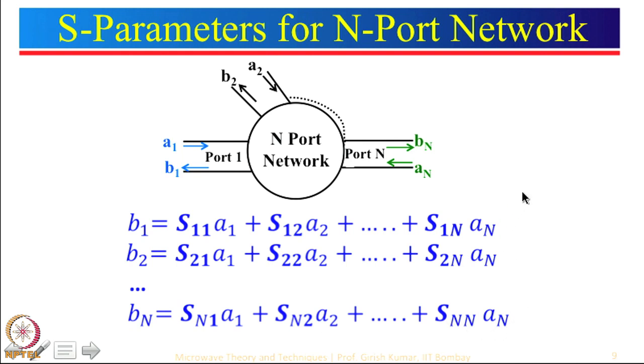In fact, just to tell you, we will be looking at several examples where there may be 5 ports, or there may be 4 ports, or there may be 3 ports. In fact, we had designed at one time a power divider where input was only 1 port and there were 38 output ports. So, for that, S matrix will have a size of 39 by 39. Let us first look at what are the S matrix properties.